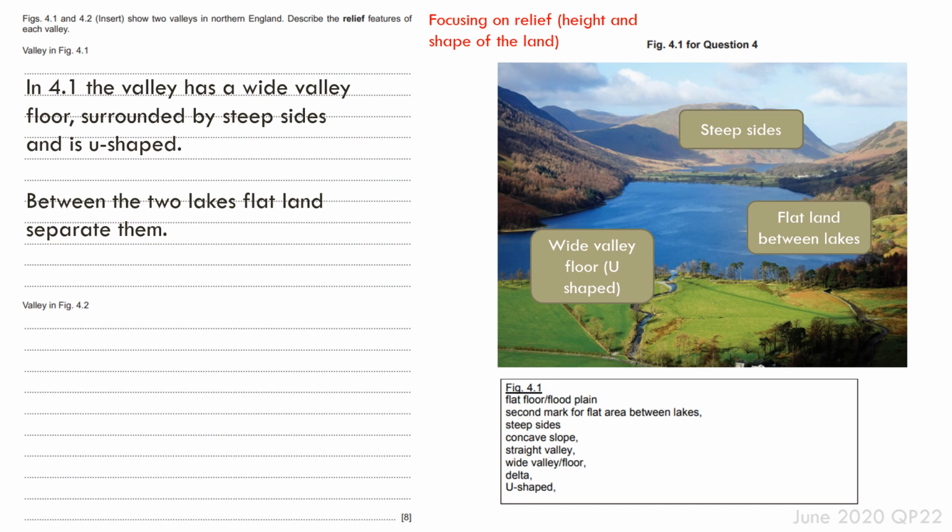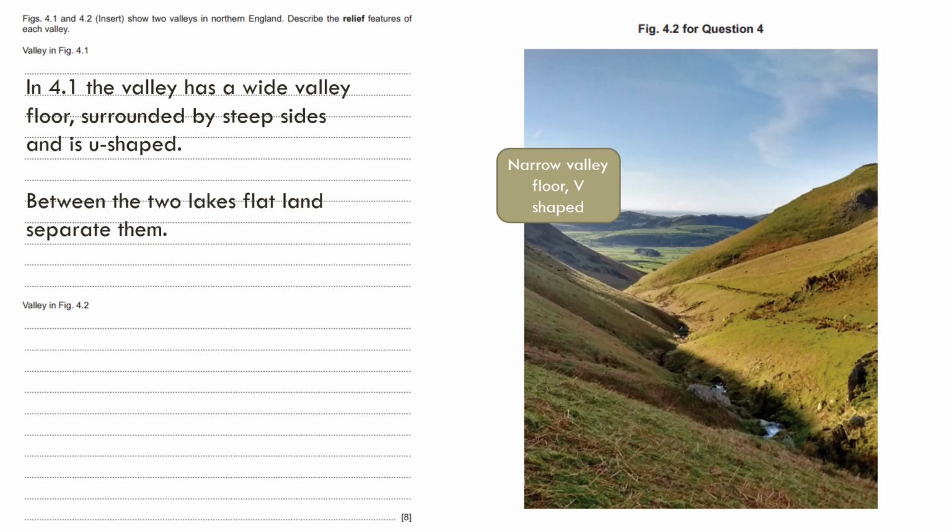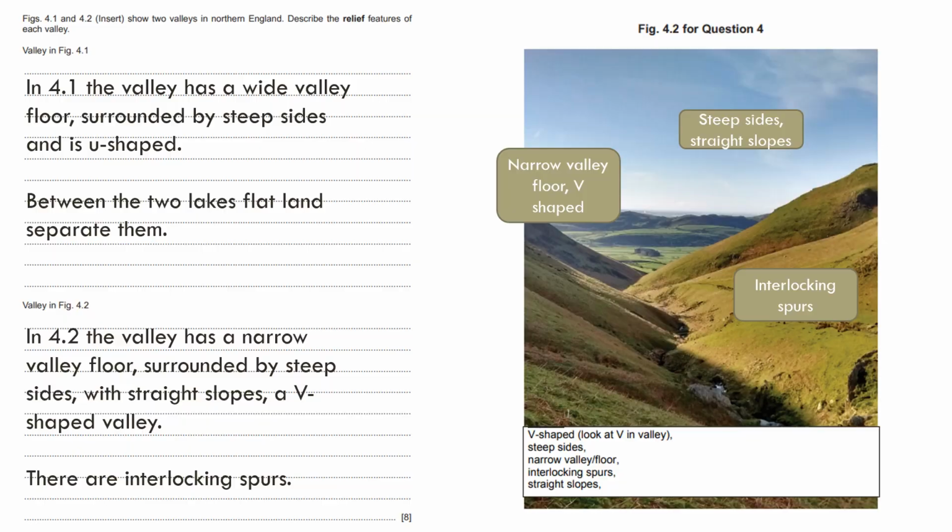Next one, we can see that it's a very narrow valley floor with clear V-shapes. We've got some interlocking spurs and the slopes are very steep and straight. So I can put that all into a paragraph, check the mark scheme, and there we go.